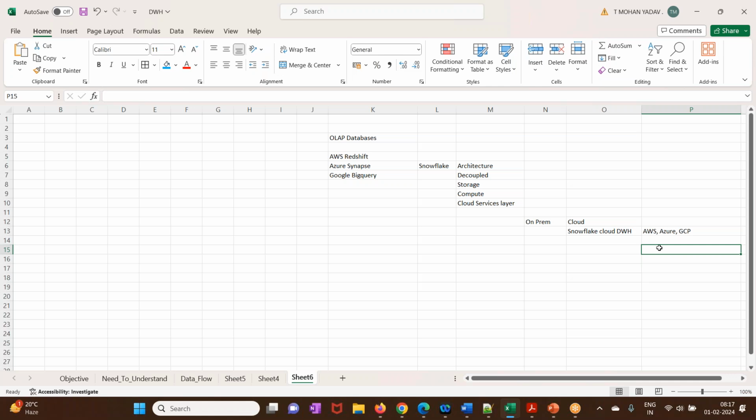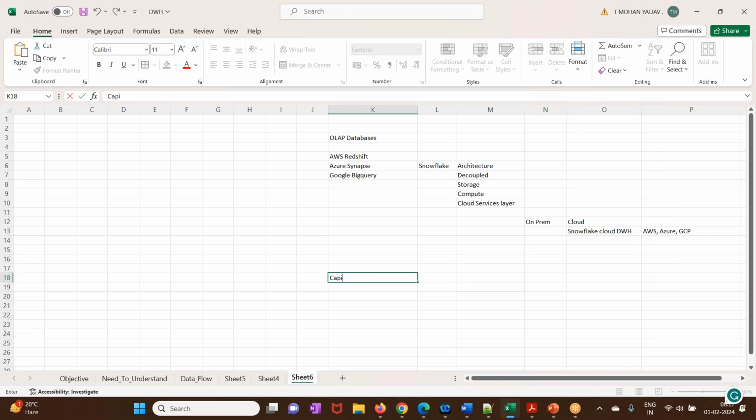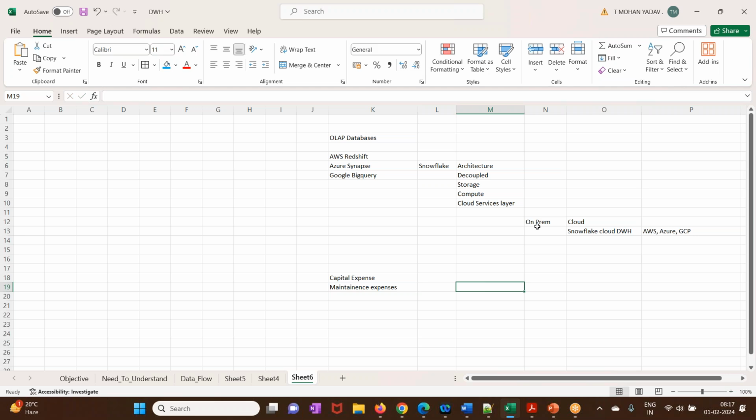Okay. I just want to clear up your understanding. On-premise, you need to understand in terms of capital expenses and revenue expenses. There are two terms in financial aspects: capital expense, and the other, which I don't remember, like revenue maintenance. Let us consider it as maintenance expenses. If you want to build an on-prem database, we need to acquire the servers and the physical space.